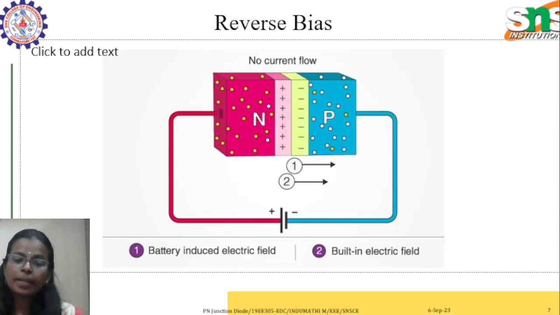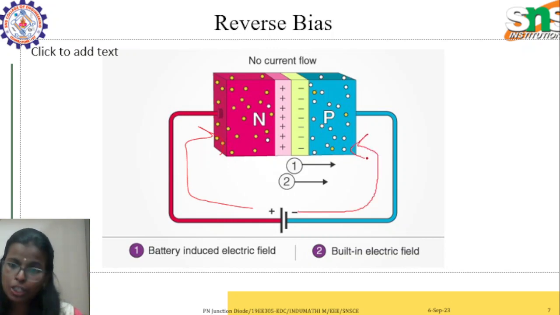And in reverse bias, the supply connections are opposite. That is, the N type is connected to the positive terminal and the P type is connected to the negative terminal. So what happens here? The charges move away from the junction and oppositely charged carriers recombine, so the depletion region increases.